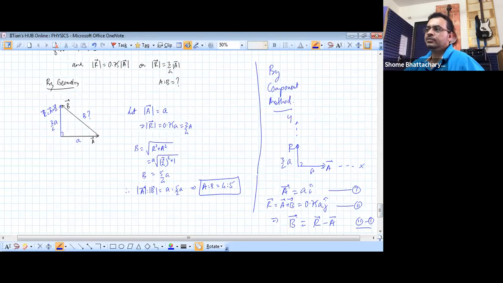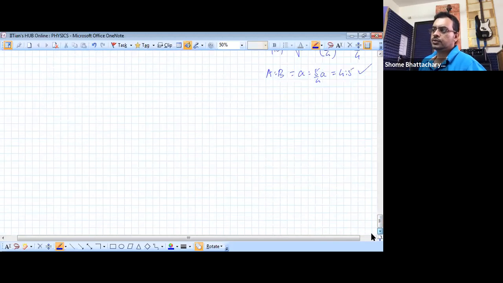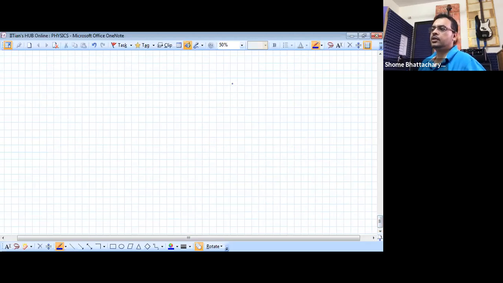So here we are not talking about the difference at all. That is why it did not involve the parallelogram law, because there was no need to involve the difference. But we can use that also. So we can also understand this by parallelogram.